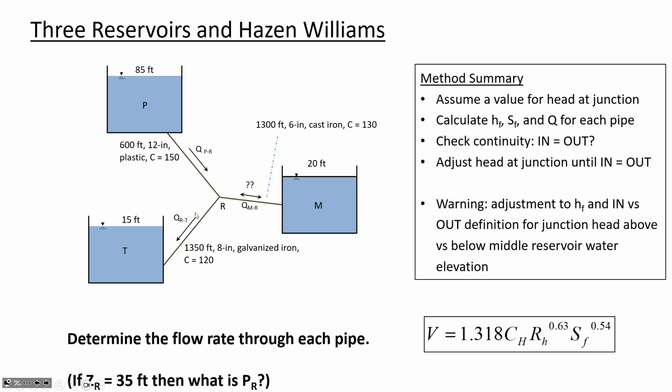And we know the physical elevation of junction R. So it says down here at the bottom that Z sub R is 35 feet. So that's just its physical altitude. We don't need to know its physical altitude to determine the flow rates, but we do need to know it to calculate the pressure, which is going to be the last thing that we do. So the elevation of that junction is not a necessary piece of information to solve the three reservoir flow rate issue, but it is needed to know the pressure.